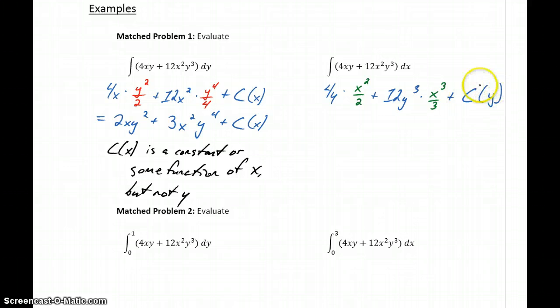So this is again similar to that idea of some unknown constant. This is some unknown expression that we just leave c of y as that placeholder. So then we can just simplify. 4 over 2 will give us 2yx squared, plus 12 over 3 will give us 4y cubed x cubed, plus c of y.